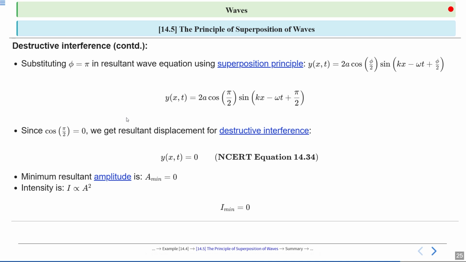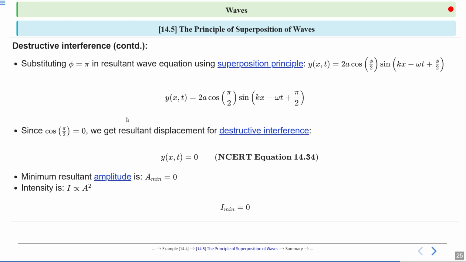This is the lowest possible value for intensity, confirming that at points of complete destructive interference, there is no wave energy present. This wraps up our look at destructive interference. Let's remember that when two waves are exactly out of phase, they can cancel each other completely.